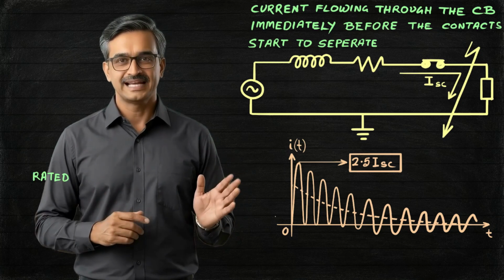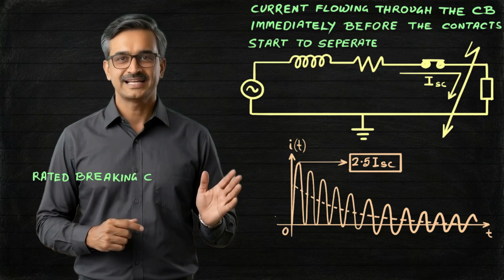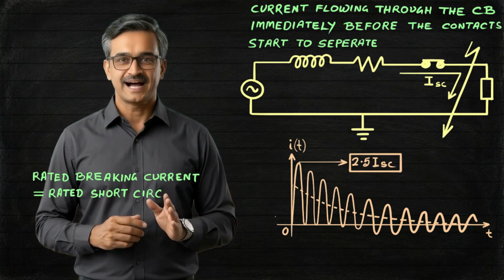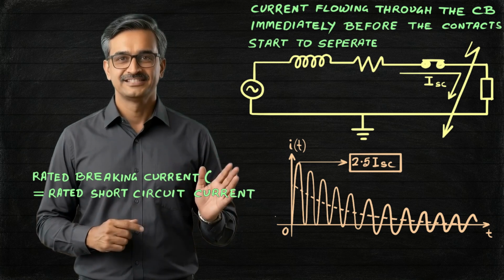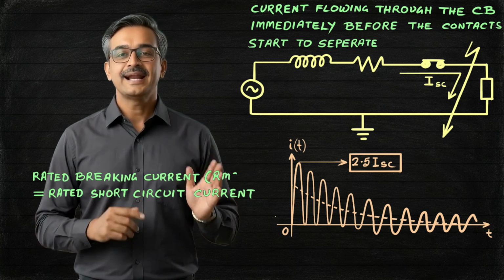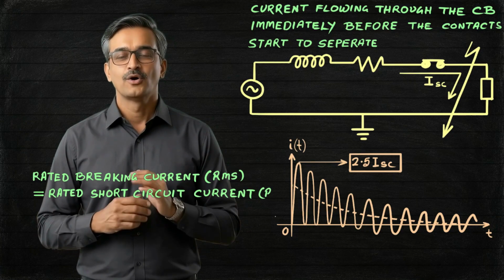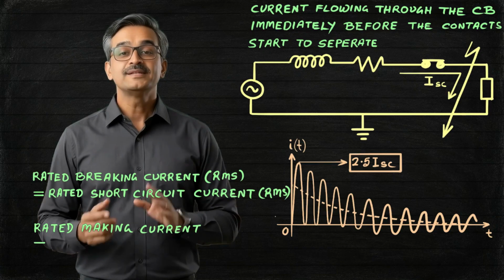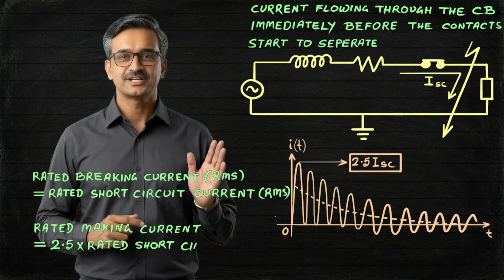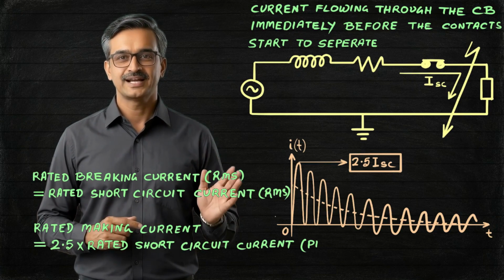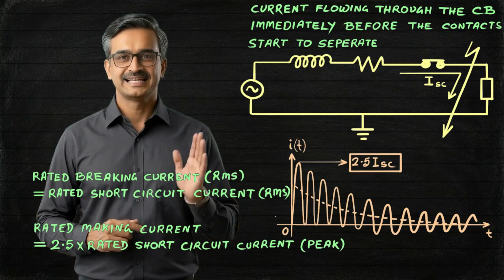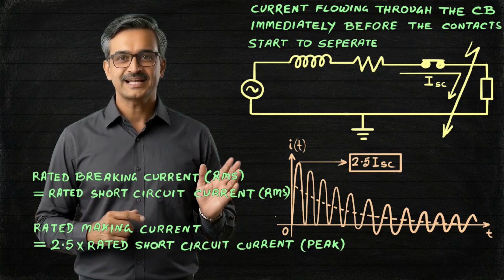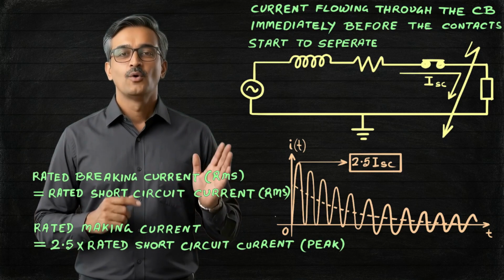Therefore, the rated breaking current of a circuit breaker is always equal to the rated short-circuit current of the system, and both are expressed in RMS values. Since the short-circuit current is specified in RMS, the breaking current is also specified in RMS. So the rated making current is 2.5 times the rated short-circuit current, but expressed in peak value. The rated breaking current is equal to the rated short-circuit current of the circuit breaker, but it is expressed with an RMS value. I hope you got the idea.